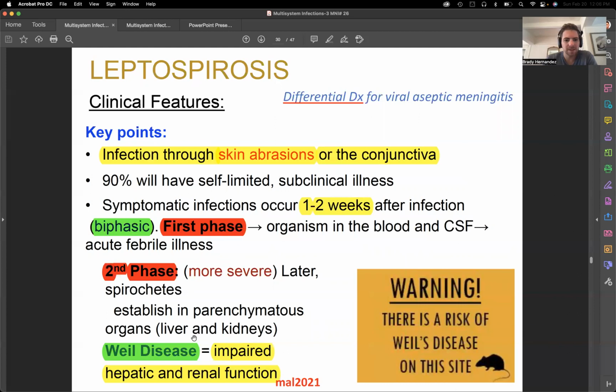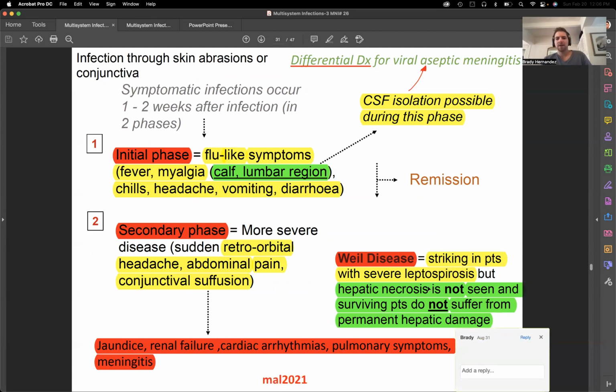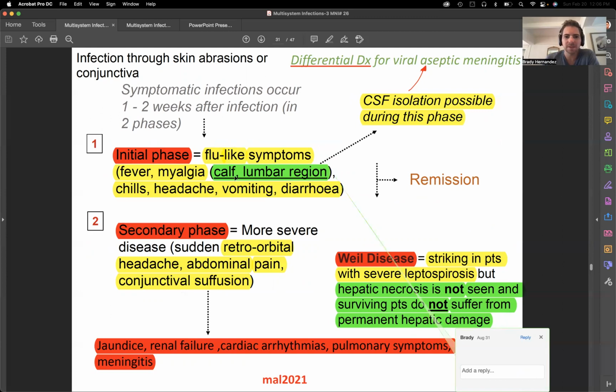And then it goes through this biphasic thing, like many things do. Weil disease, hepatic necrosis is not seen, and surviving patients do not have permanent hepatic damage. Okay, right. One of the things they talk about is calf pain. That's very specific for leptospirosis. That's one of the things they like to talk about. Calf pain seems very specific.